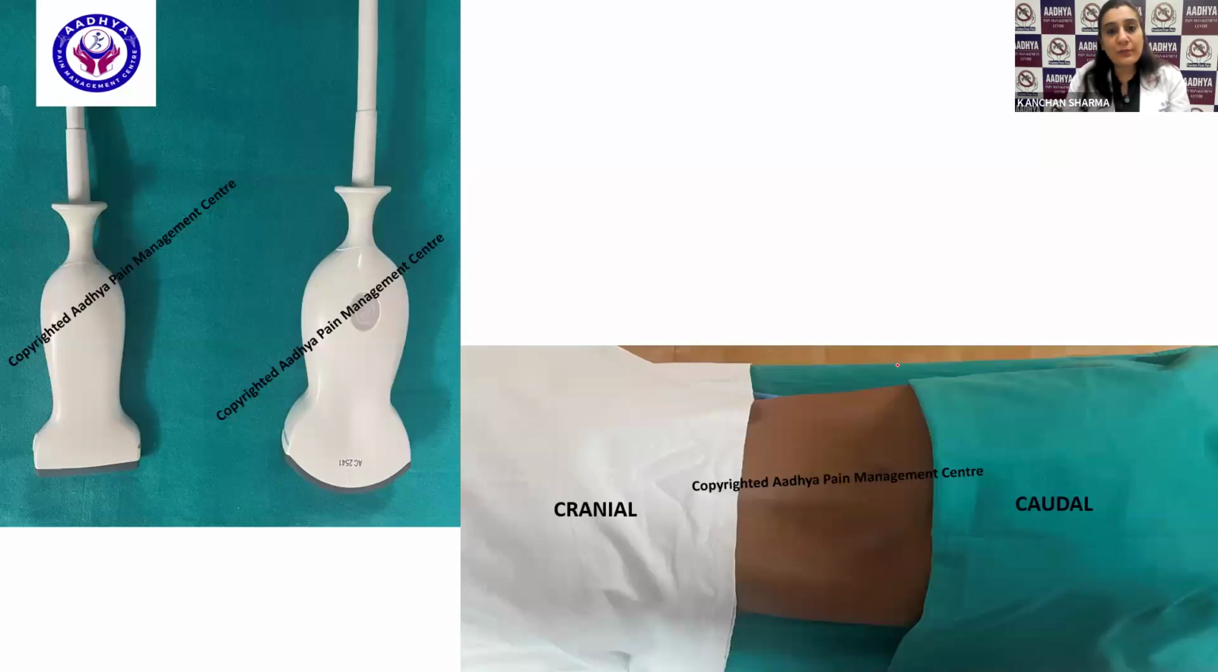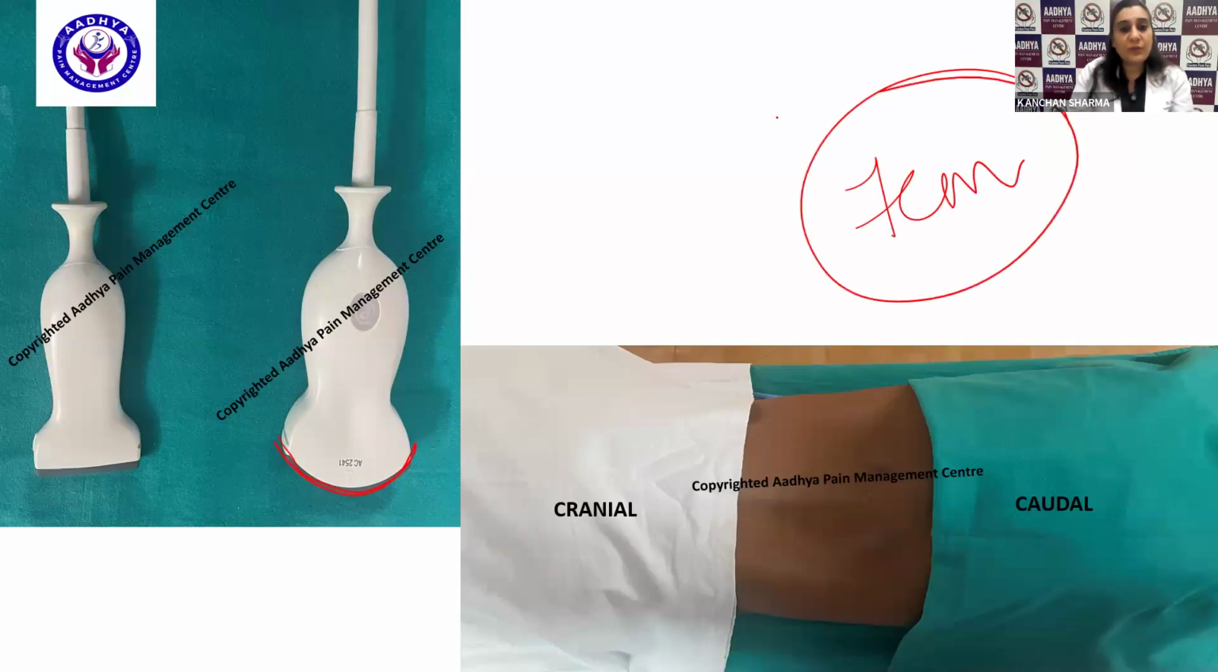Now, what probes you will be using to examine this? Mostly it is the curvilinear because we will be looking at a depth of approximately 7 centimeters. So if you're going to use the linear probe, it will not have a good resolution to see the structures which are lying at a depth because it has high attenuation. So there won't be a good amount of beam left to see the structures. That's the reason we will be going for the curvilinear probe.